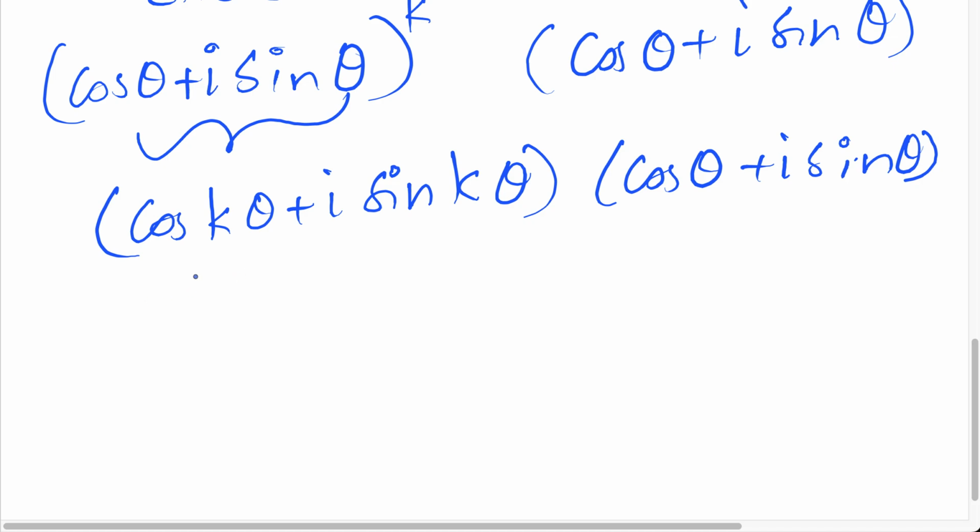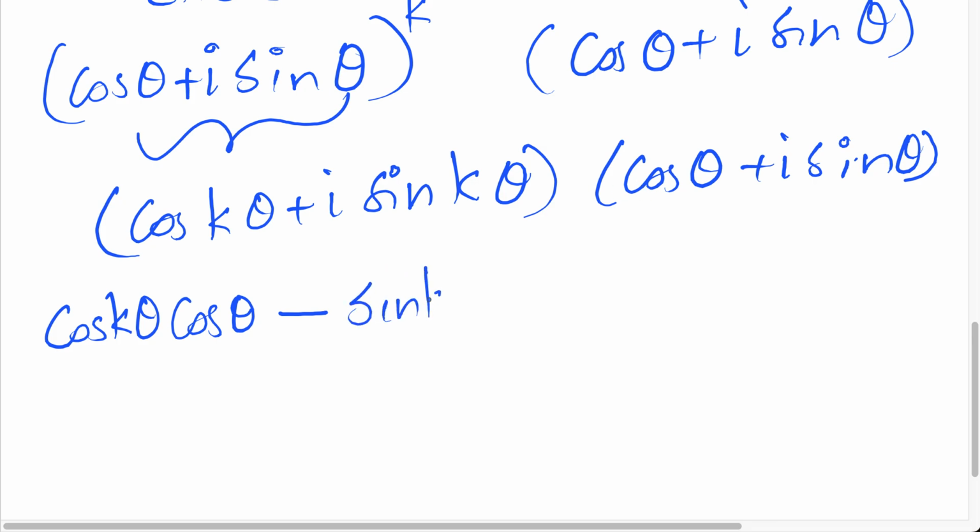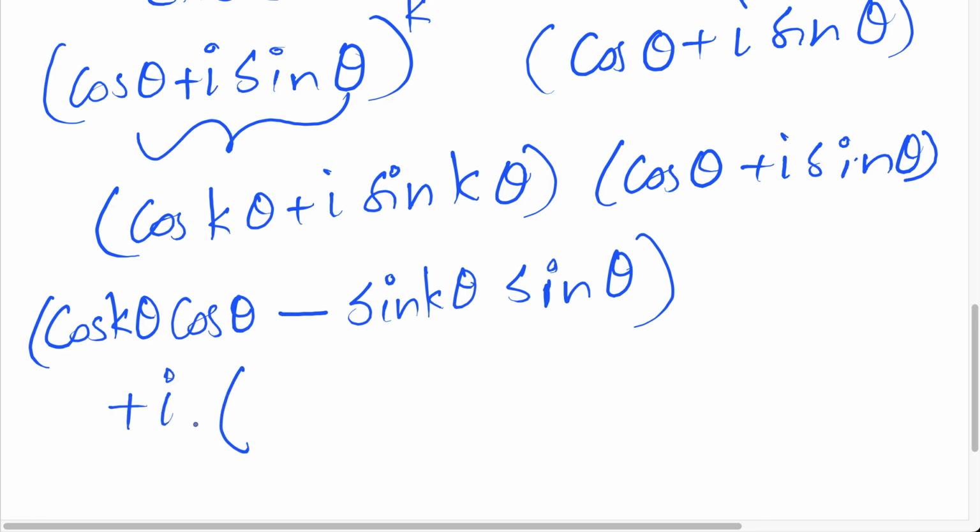So each term of the first bracket gets multiplied with each term of the second bracket, distributive law. So cos k theta times cos theta minus, because i times i is i squared, sin k theta times sin theta. That's one term. Why did I multiply this first? Because both of these are the real terms. Plus i times, now let's look at the i terms.